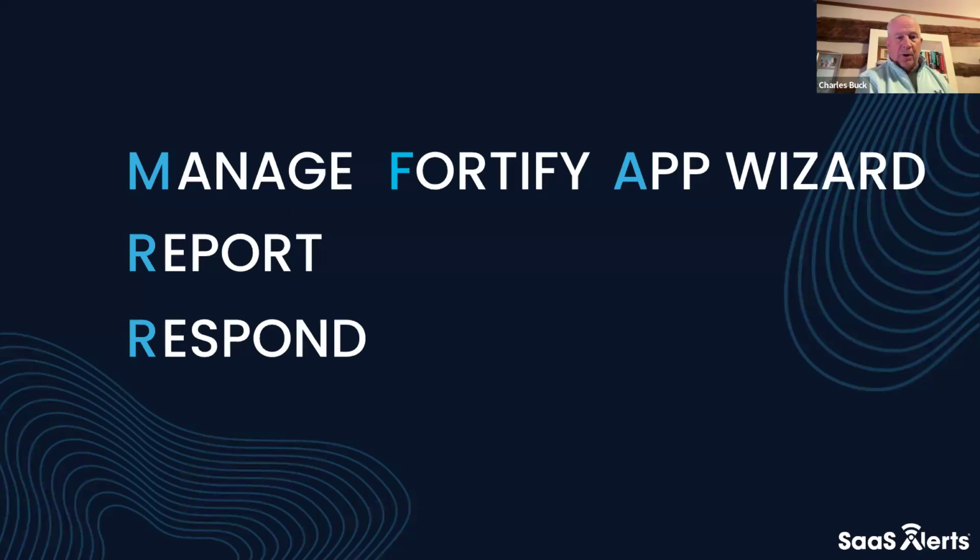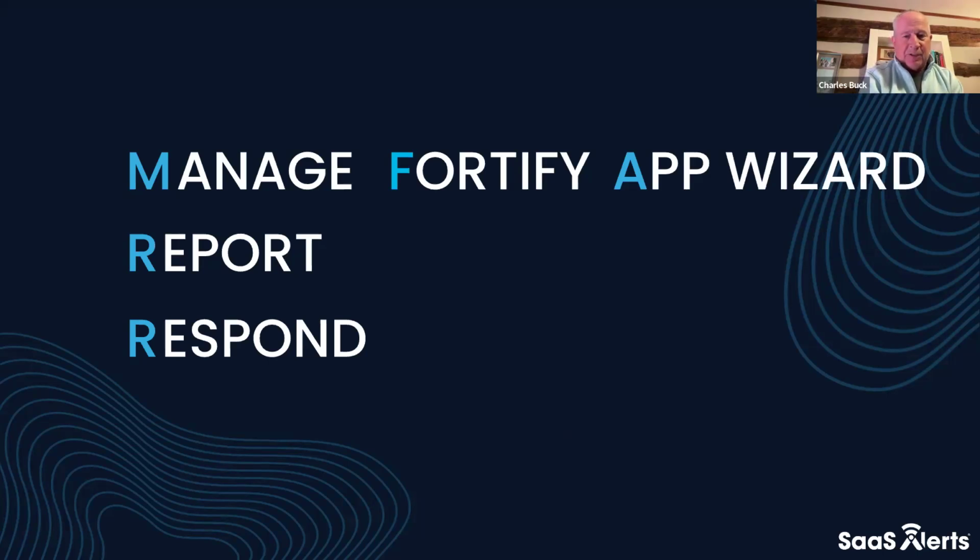Manage is the original module, the original product of SaaS Alerts, that simply tracks and records and alerts on user account activity. Fortify is security posture management that allows you to set policies based upon recommendations from the Microsoft Secure Score. And App Wizard is a module that we've constructed that allows us to rapidly ingest data and connect to any SaaS application in the universe, provided it has a viable API. And that viable API piece, of course, is the key to the kingdom.